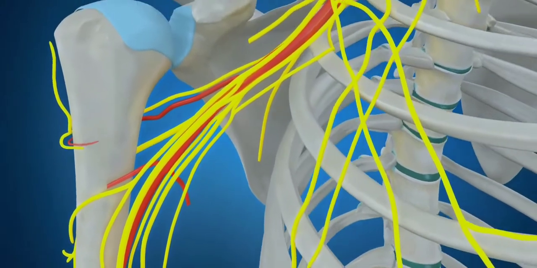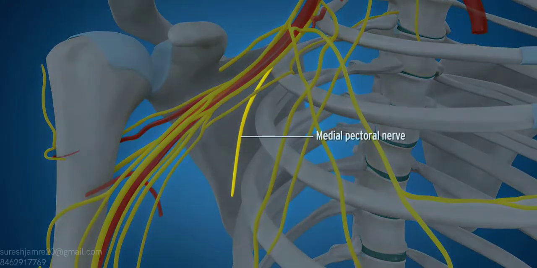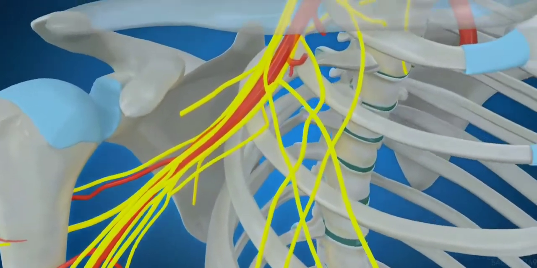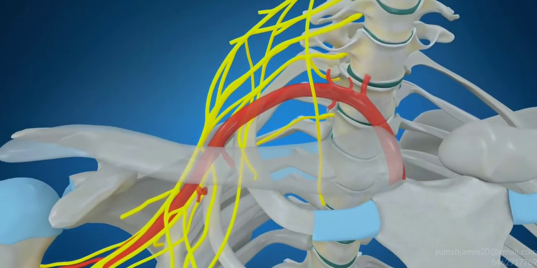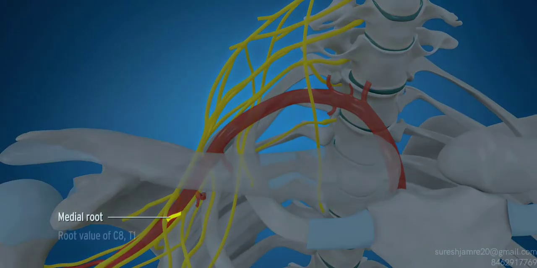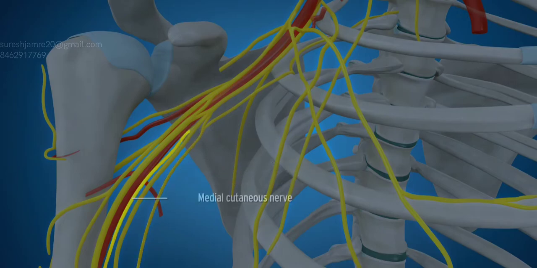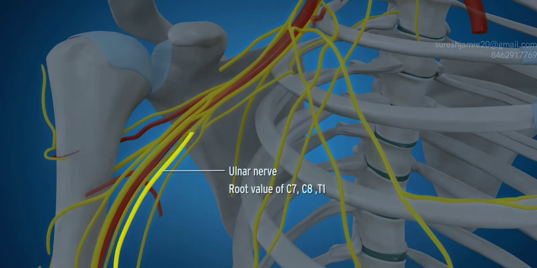The medial cord gives rise to 5 branches. The medial pectoral nerve with a root value of C8, T1, the medial root of median with a root value of C8, T1, the medial cutaneous nerve of the arm with a root value of C8, T1, the medial cutaneous nerve of the forearm with a root value of C8, T1, and the ulnar nerve with a root value of C7, C8, T1.